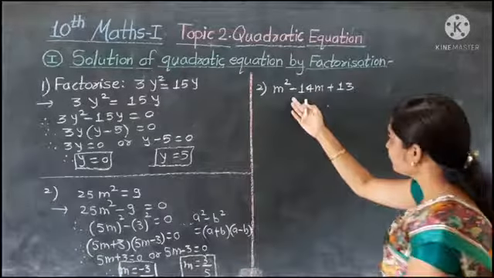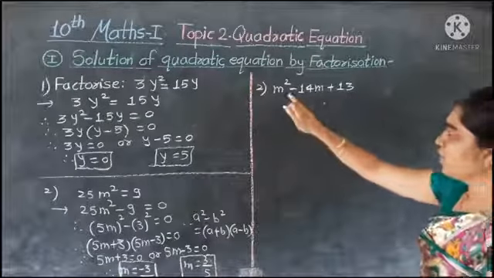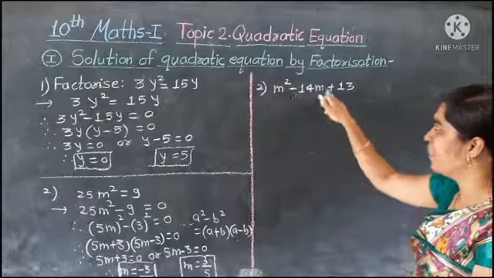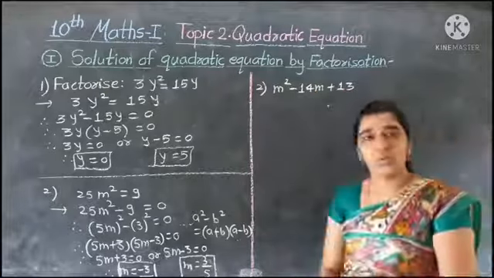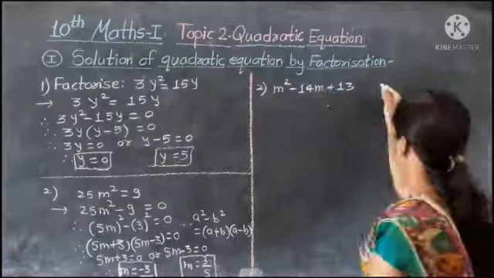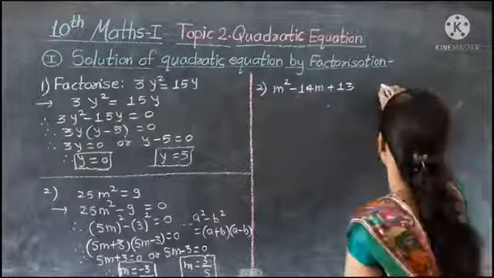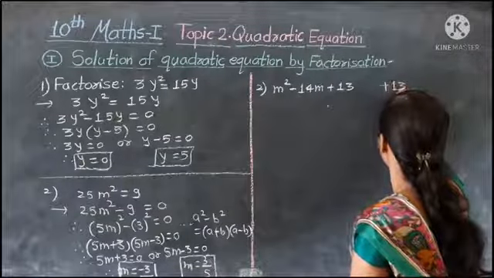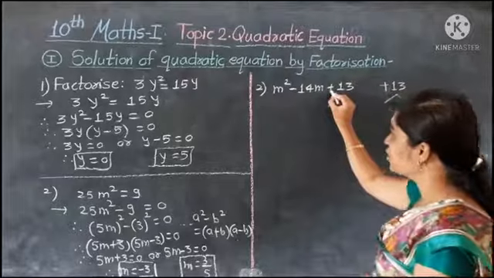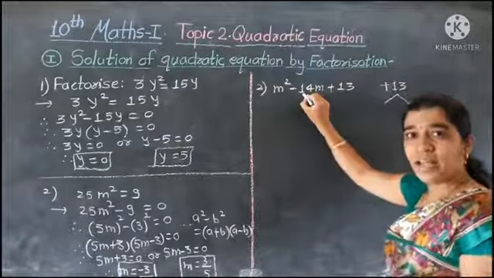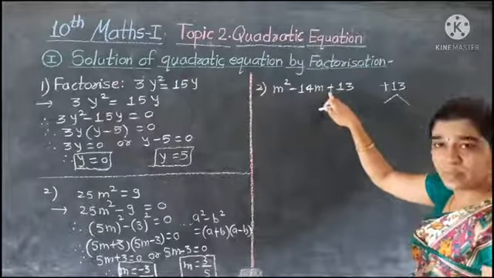Now see, this is a quadratic trinomial, m square minus 14m plus 13. So how to factorize this? We have learned 13 into 1 is 13. We have to make factors of 13 such that their addition gives the middle term.